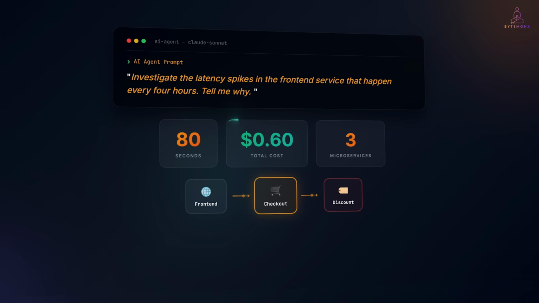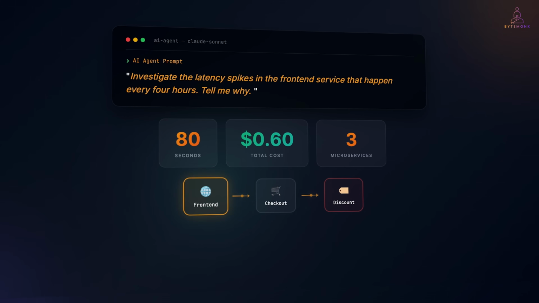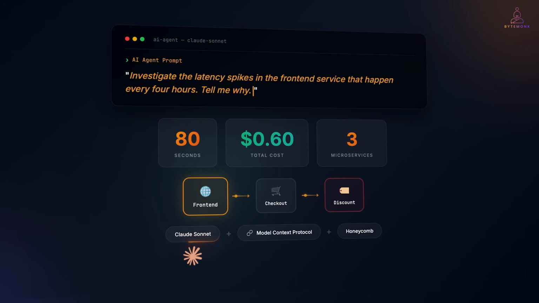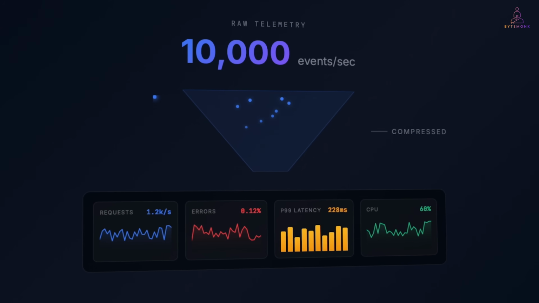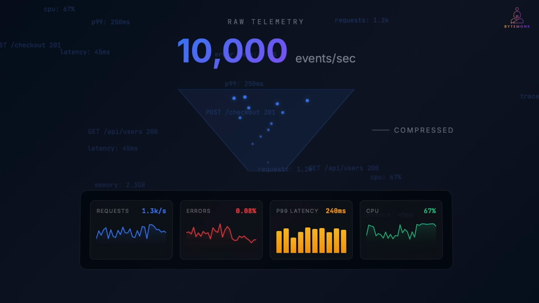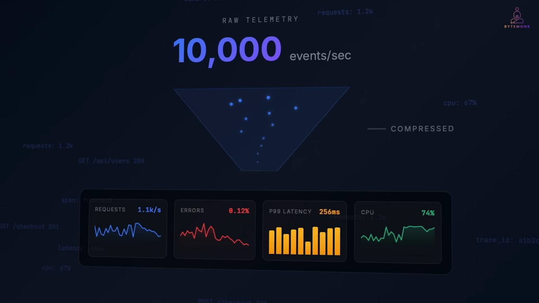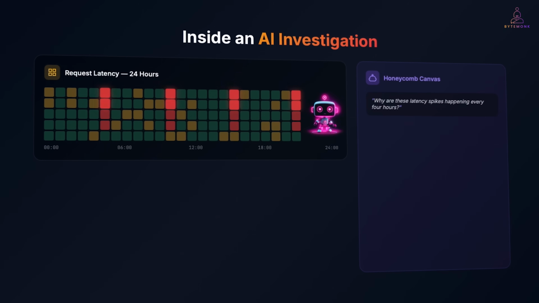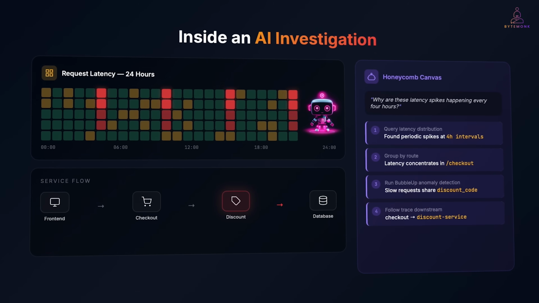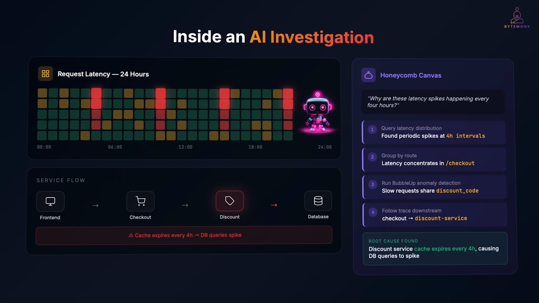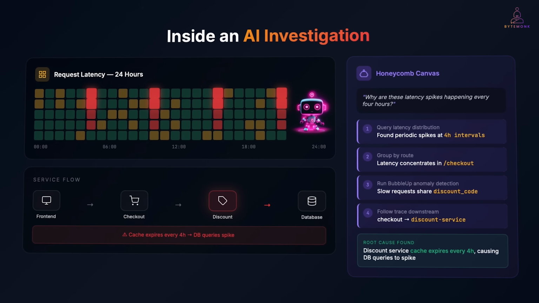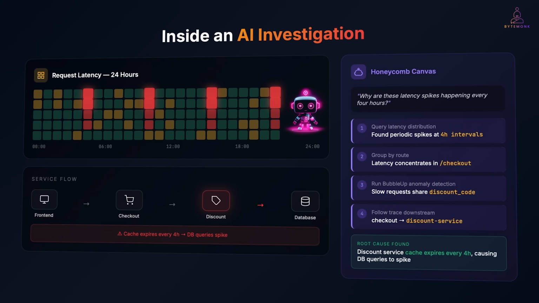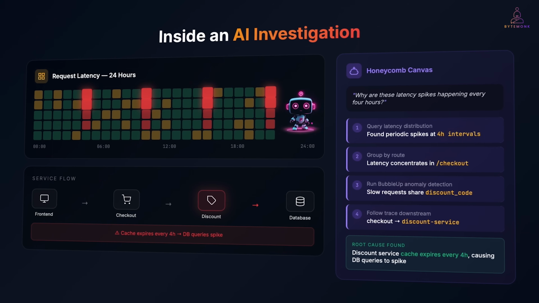The cost? 60 cents. This wasn't some custom trained model or expensive enterprise solution. This was Cloud Sonnet connected to an observability platform through Model Context Protocol. In this video, we are going to cover what observability actually is and why every distributed system needs it, how AI agents are fundamentally changing the way we debug production systems, and how tools like Honeycomb are connecting LLMs directly to your telemetry data so you can investigate issues in seconds instead of hours.